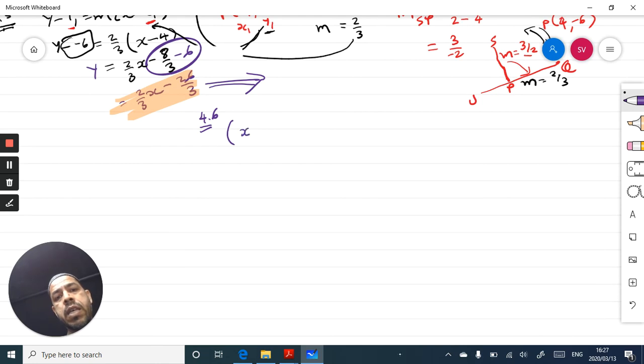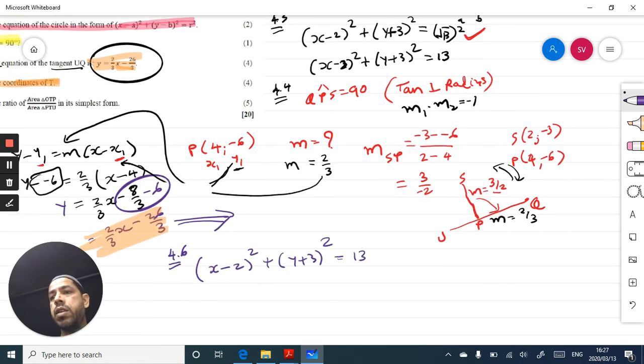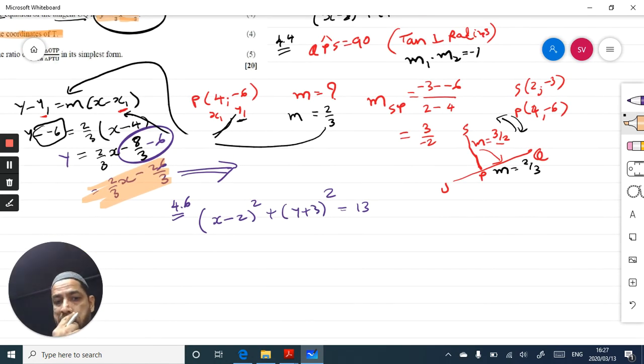Basically my equation is x minus 2 squared plus y plus 3 squared equals 13. From the previous question, 4.3, I have that answer. So in that one, if I substitute, because T is my y-intercept, my x value is 0. Minus 2 squared plus y plus 3 squared equals 13. Now I'm left with only one unknown. If I solve for this unknown, then I'm going to get my answer. So let's start with it.